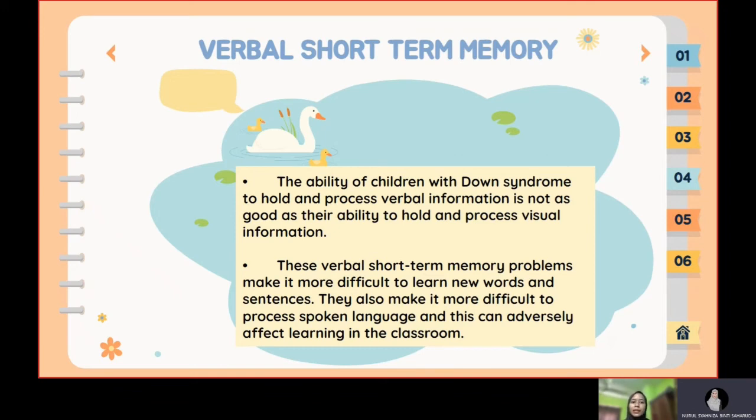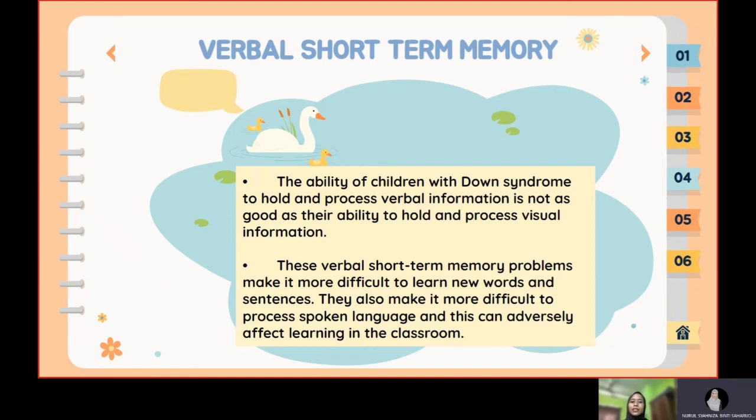Short-term memory is the immediate memory system which holds information in mind for a short period of time and supports all learning cognitive activity. It has separate components specialized for processing visual or verbal information. The ability of children with Down syndrome to hold and process verbal information is not as good as their ability to hold and process visual information. These verbal short-term memory problems make it more difficult to learn new words and sentences. They also make it more difficult to process spoken language, and this can adversely affect their learning in the classroom.